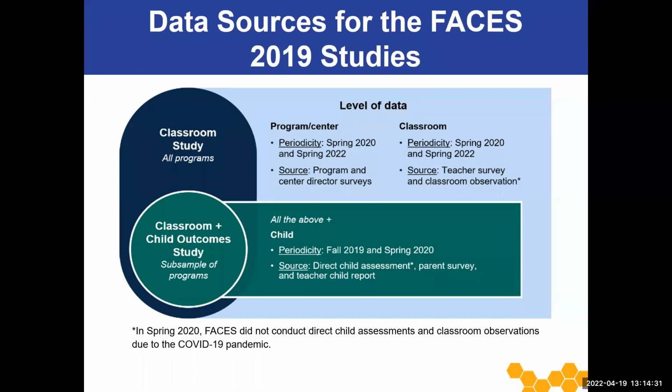The Classroom plus Child Outcome study collected child level data and program and classroom teacher level data from 59 programs. Only program center and classroom teacher level data were collected from the additional 106 programs. Therefore, in spring 2020, the teachers, center directors, and program directors from all 165 programs completed surveys as part of the classroom study. Like the child assessments, the classroom observations were canceled in spring 2020. In spring 2022, the classroom study will be repeated to collect program center and classroom teacher level data from a target sample of 180 programs.